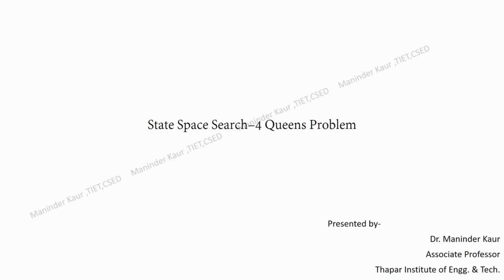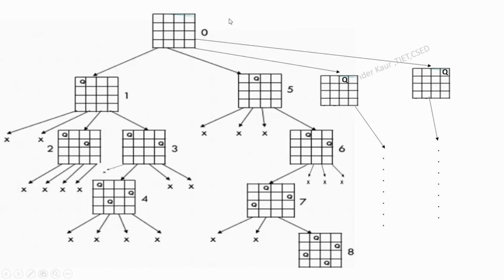Topic is state space search tree for 4 queen problem. Now let us consider this chessboard which is 4x4, and we want to place 4 queens on this chessboard, row by row. You can try the same using column by column also. Now the initial root node states that no queen has been placed so far on the chessboard. This is the root node.